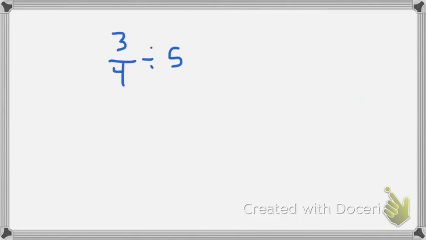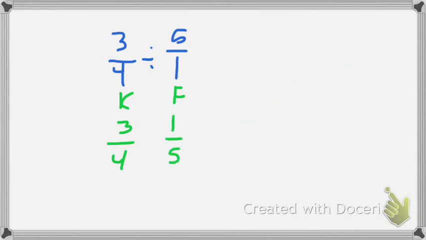In this problem, we have the whole number on the right side, so we do the same thing. We put a 1 underneath the 5. Then we are going to keep the first fraction, flip the second fraction, and then we're going to change the sign to multiplication. I can't cross cancel here, so I'm just going to multiply straight across.